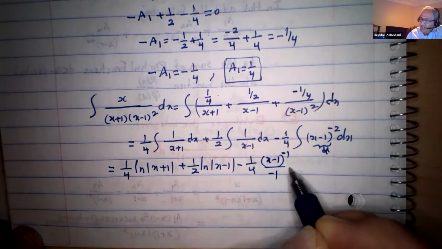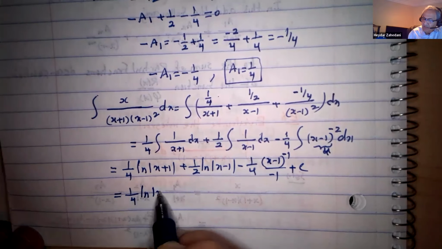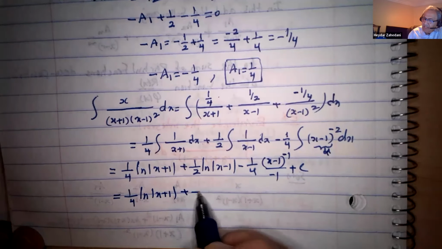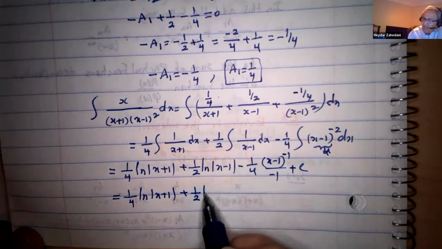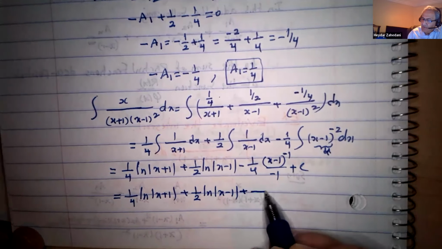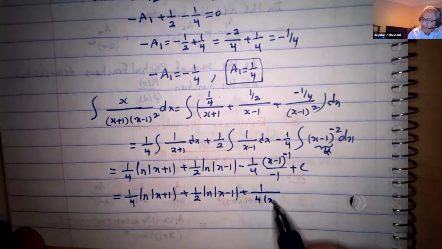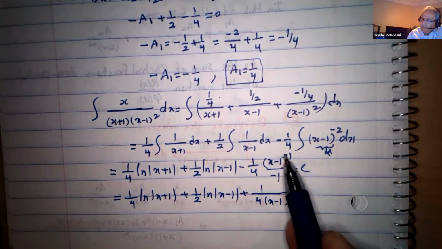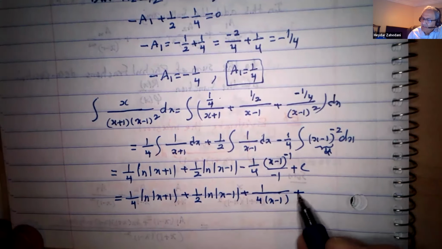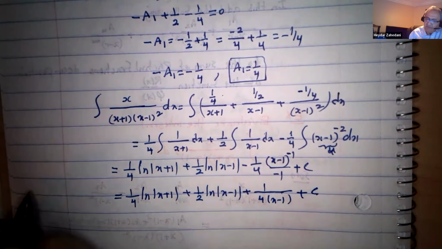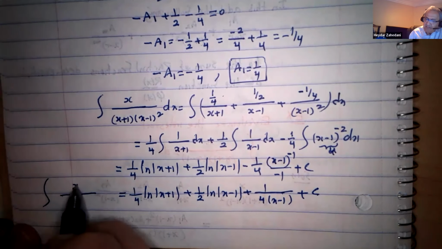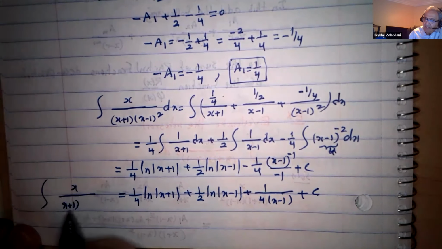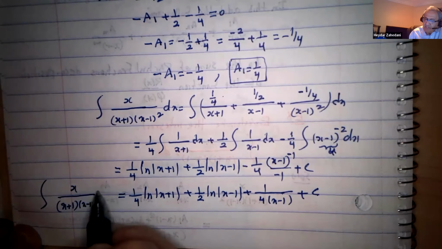So finally, it's a quarter ln of the absolute value of x plus 1 plus half ln of x minus 1. And this last one, negative with the positive, is going to be a quarter times x minus 1. Okay, it's going to be times x minus 1 because, you know, we bring that down, plus the constant c. So this would be the integral of x over x plus 1 and x minus 1 all squared.